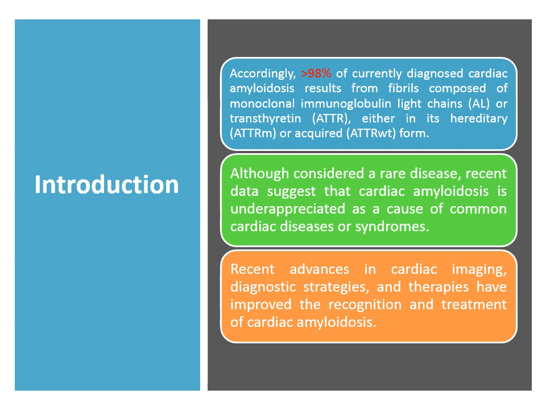Accordingly, more than 98% of the currently diagnosed cardiac amyloidosis results from fibril composed of monoclonal immunoglobulin light chain in the AL or primary type, or transthyretin either in its hereditary or familial form or acquired or senile form. Although considered a rare disease, recent data suggests that cardiac amyloidosis is underappreciated as a cause of common cardiac diseases or syndromes. Recent advances in cardiac imaging, diagnostic strategies, and therapies have improved the recognition and the treatment of cardiac amyloidosis.